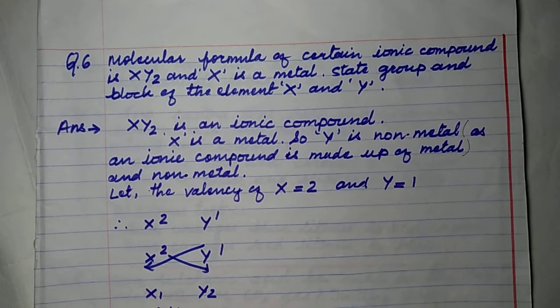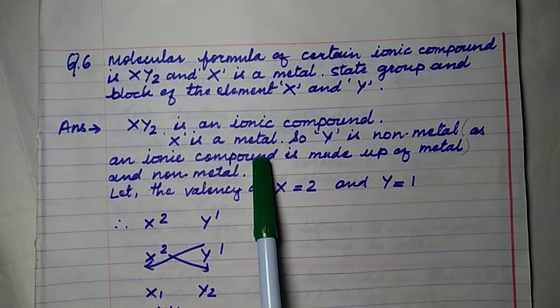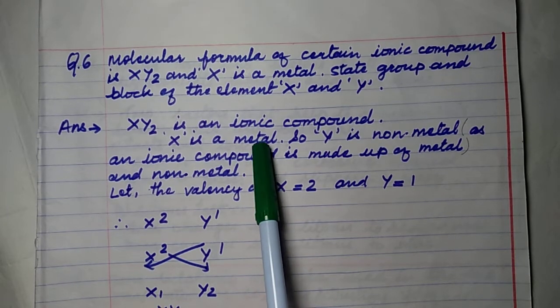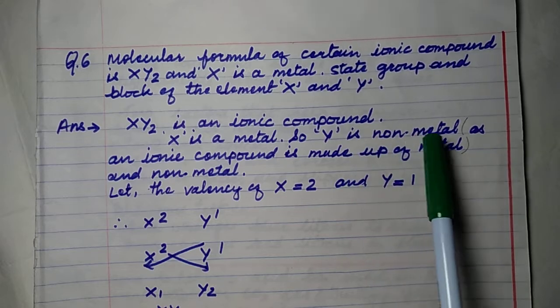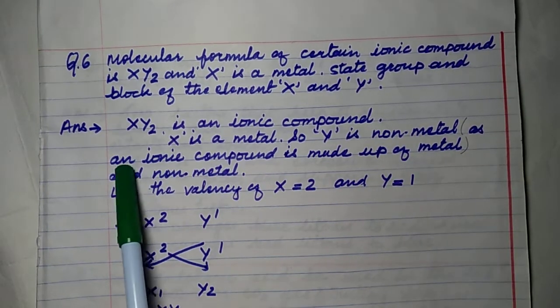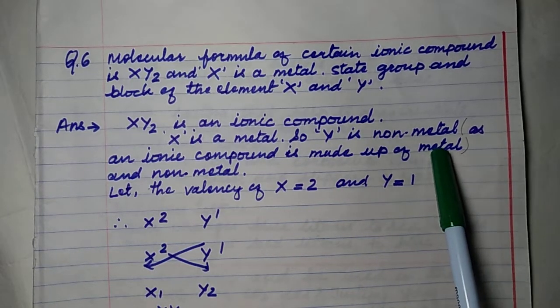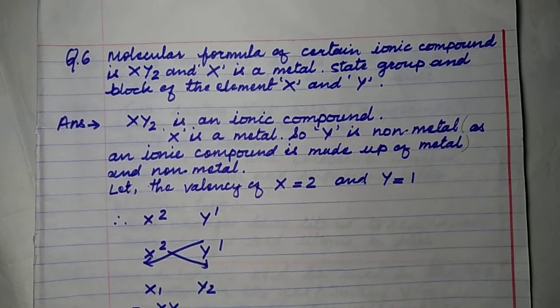Now we are going to do this question. The molecular formula of a certain ionic compound is XY2, and X is a metal. State the group and block of the elements X and Y. XY2 is an ionic compound, X is a metal. So the question says this. Then Y is a non-metal. Y must be non-metal because an ionic compound is made up of metal and non-metal. This part of the sentence is for your understanding. Okay, if X is metal, then Y should be non-metal. You can write it straight in this way.